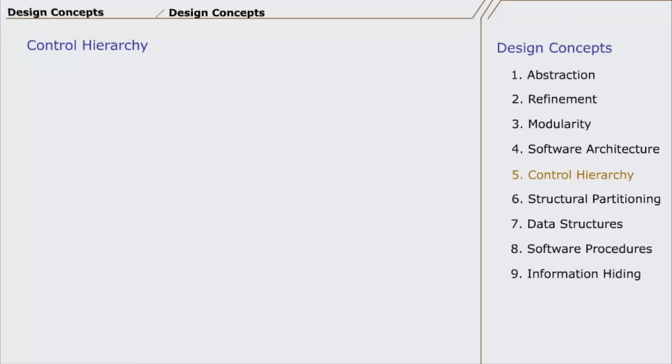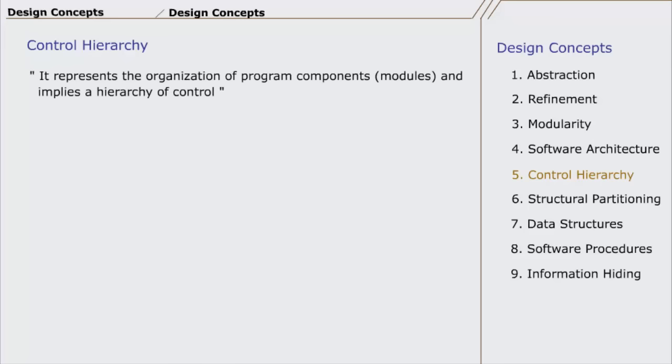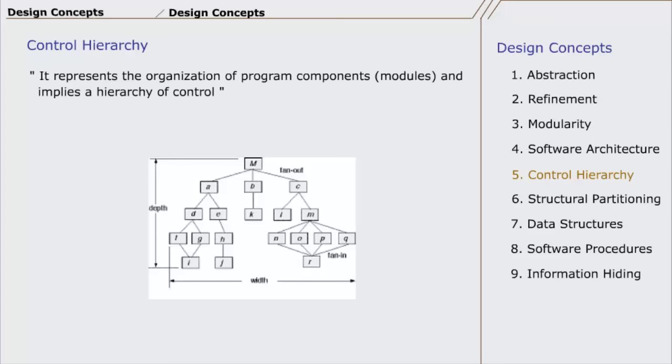Number 5. Control hierarchy. Control hierarchy is also called program structure. It represents the organization of program components, modules, and implies a hierarchy of control. Different notations are used to represent control hierarchy, but most common is the tree-like diagram that shows hierarchical control for call and return architecture.